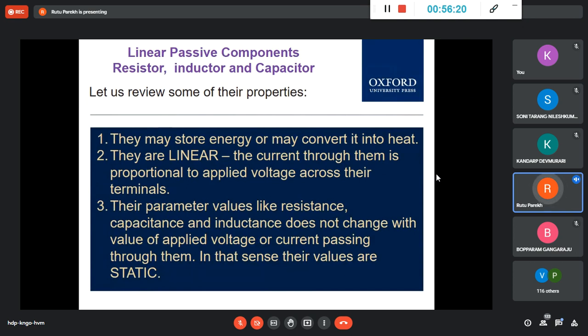And they are linear. The current through them is proportional to the voltage. If you draw the IV graph for a resistor, it is linear. So these are linear devices, and their values remain the same. They will not change with the voltage applied or the current passing through them. With a change in voltage, the current through them will change. So they are static, which means their values don't change.